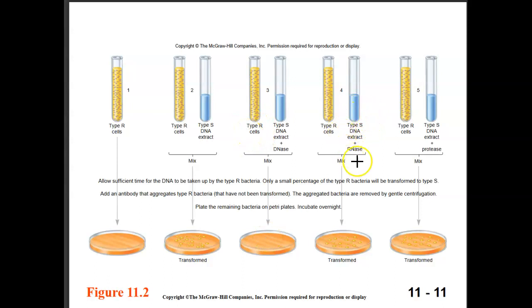Over here, if you use something called RNase, which breaks up RNA instead of DNA, and you use this solution in the presence of type R cells, you end up with cells that are transformed. In other words, you make the non-pathogenic pathogenic. Over here, protease is an enzyme that breaks up only proteins. So mix that with type R cells, and again, you have a transformation event occurring.